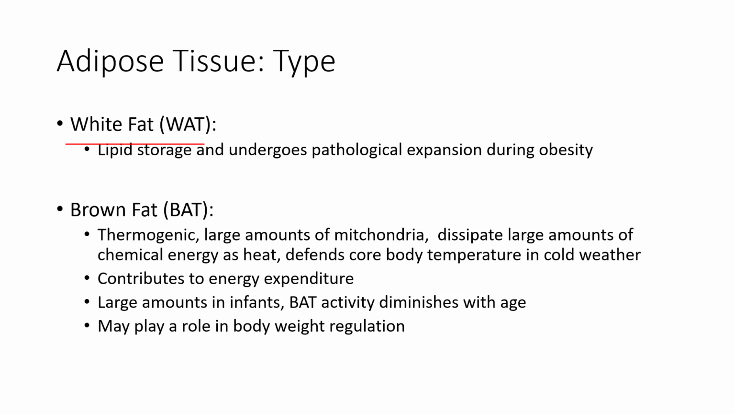And then there's brown fat, or brown adipose tissue. This is thermogenic, has a large amount of mitochondria, and dissipates chemical energy stored as heat. So it helps contribute to our energy expenditure. We burn energy through here to produce heat. There are large amounts of it in infants, and it begins to decrease gradually with age. We think it may play a role in body weight regulation. We actually find there may be some changes even to the distribution of white to brown fat in obesity.